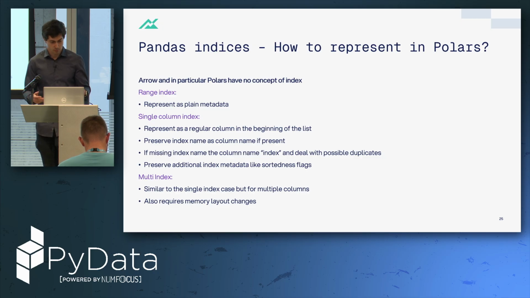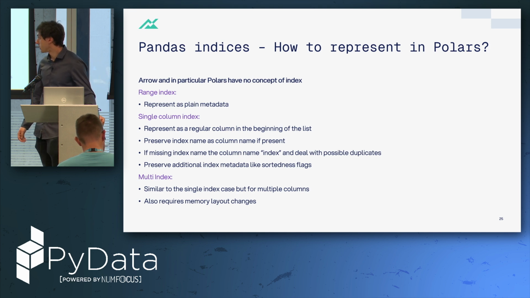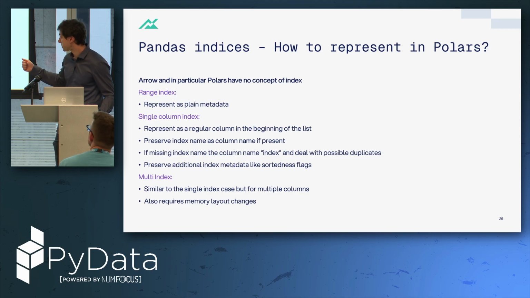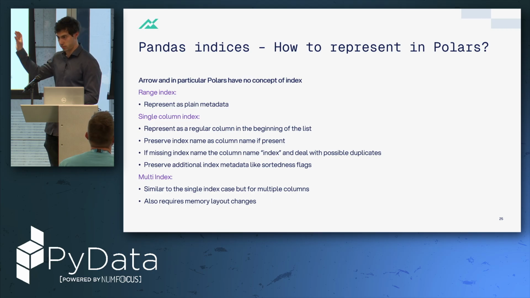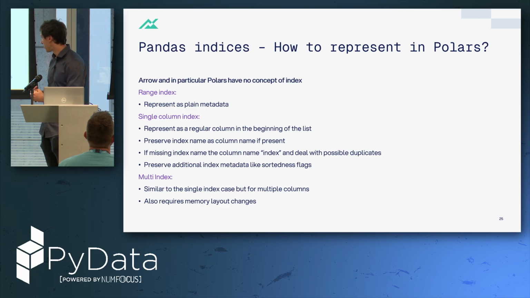Well, range indices can be represented as plain metadata added to the same Arrow schema metadata, so they're not that interesting. The most common use case, at least for ArcticDB, is the single column index. We can just represent it as a regular column, the first column of the polars data frame. We preserve the name of the index column, and if it's missing, we just use a basic index name, because empty column names are not allowed in Arrow schema as well.